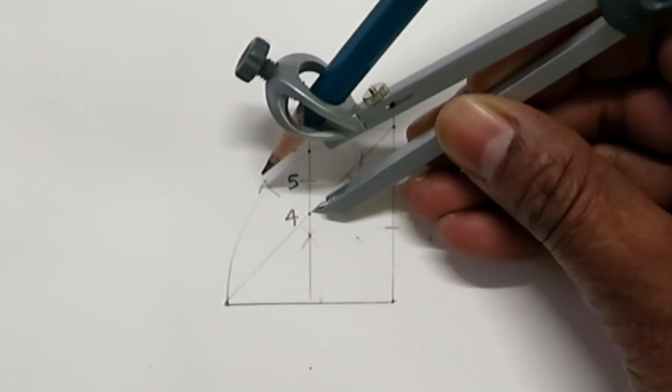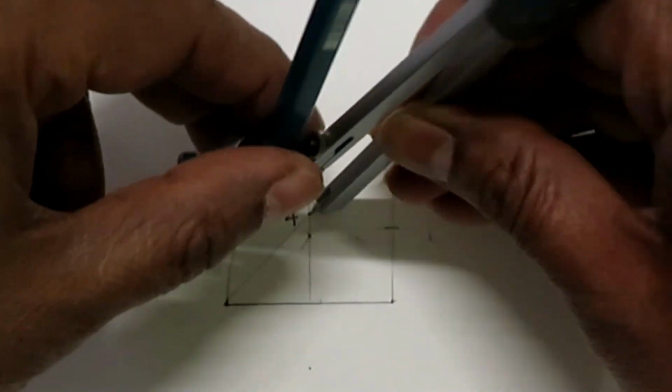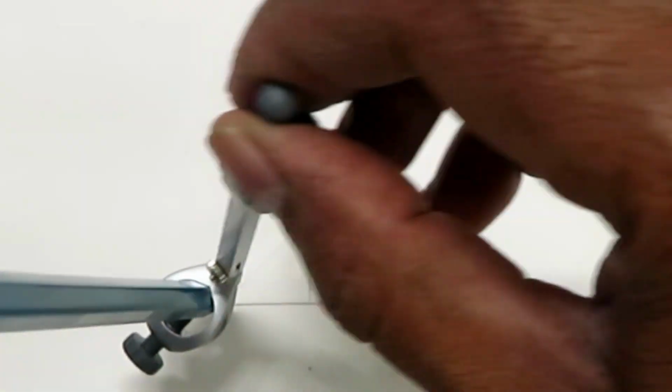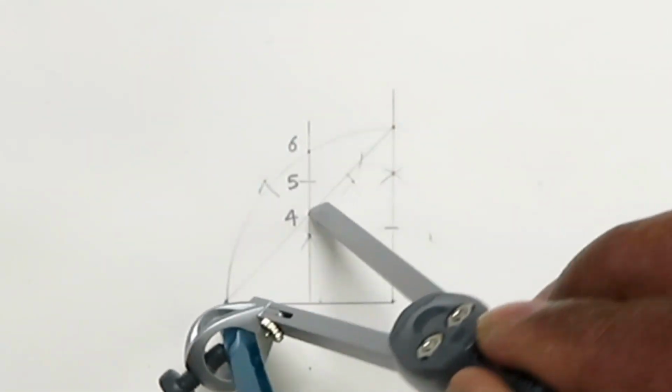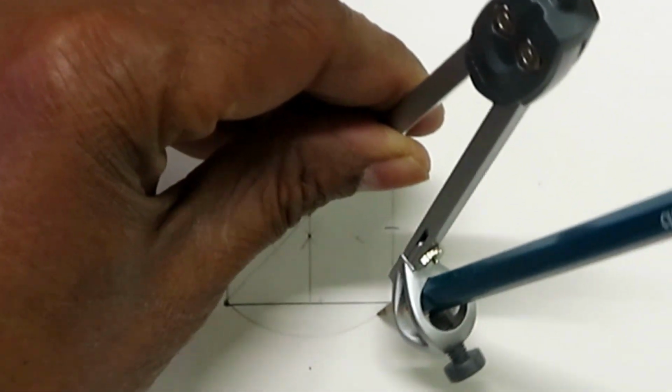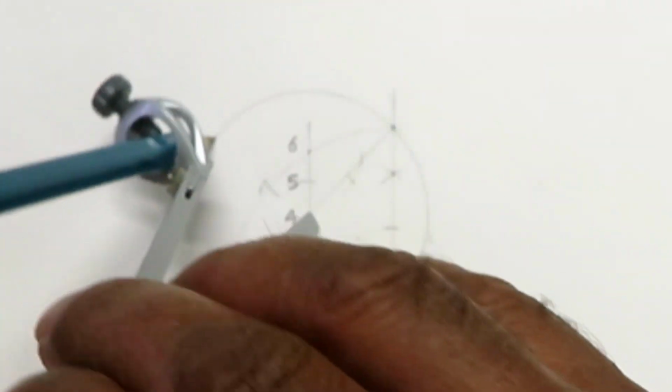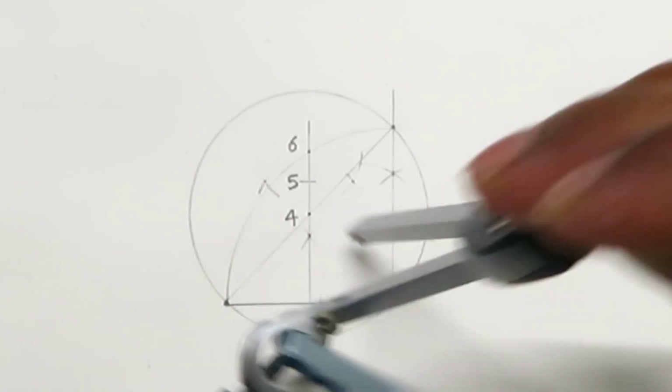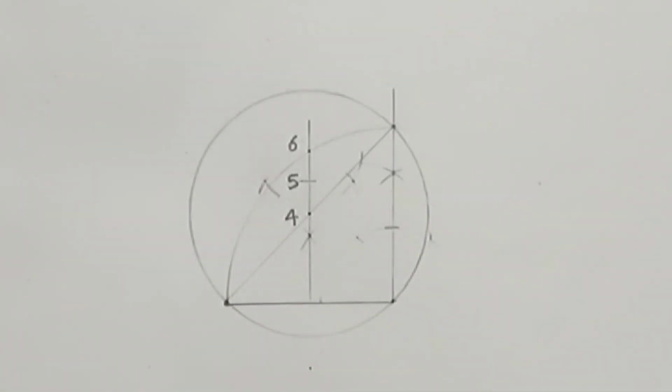Now using point 4 as the center and this length as the radius, draw a circle. Now we can see that this circle has passed through these 3 points. This is the side of each polygon that we are going to draw today. So this is one of the sides.